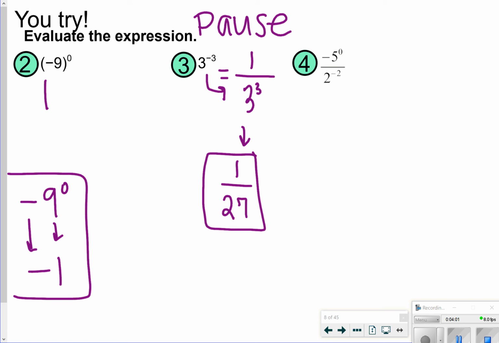The last one in number 4 on this page, we have negative 5 to the 0. I'm going to go ahead and do that one. That one's equal to 1. And then I have this, it's equal to negative 1 because there's no parentheses.